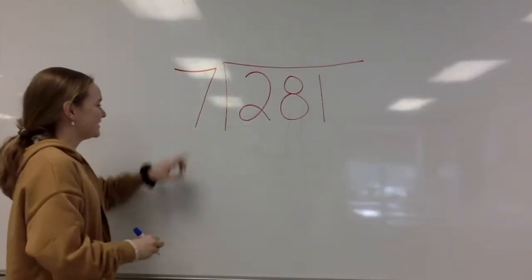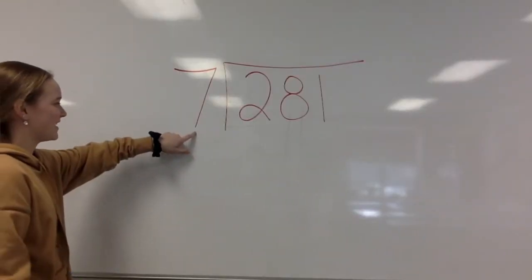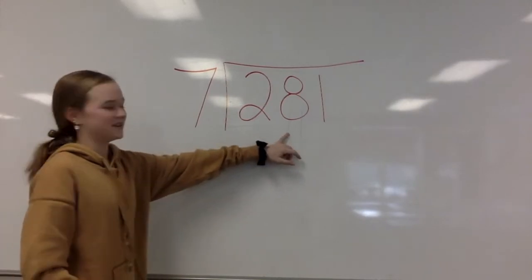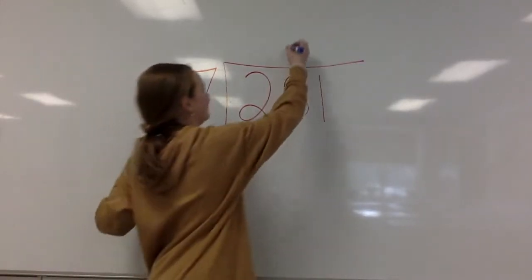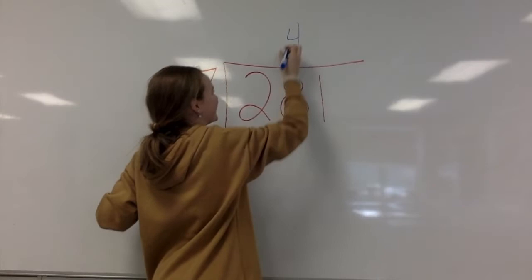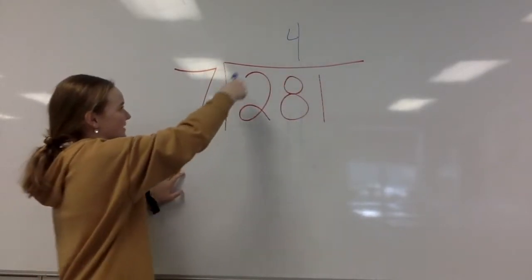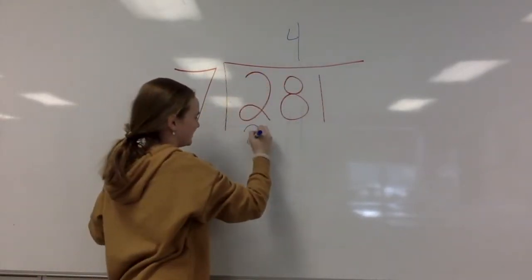Thank you, Mr. Moore. For math, we just finished our long division unit, and now I'll show you an example for a long division problem. So first, you're going to ask yourself, how many times can 7 go into 28, and that's 4. So you're going to put the 4 up there, and then 7 times 4 is 28.